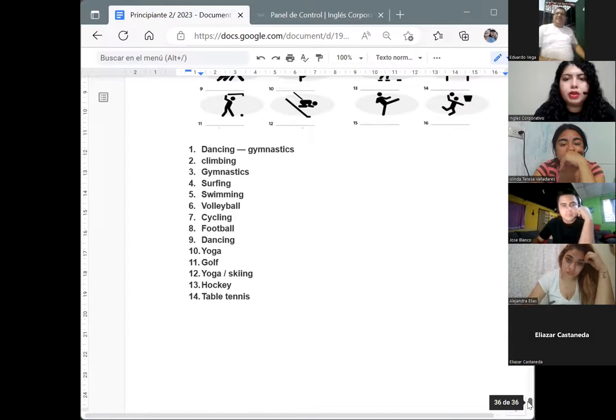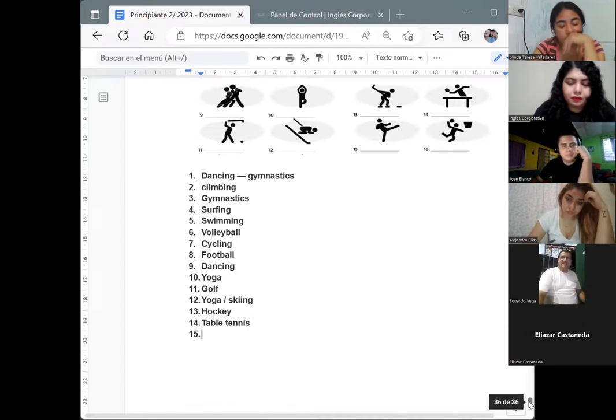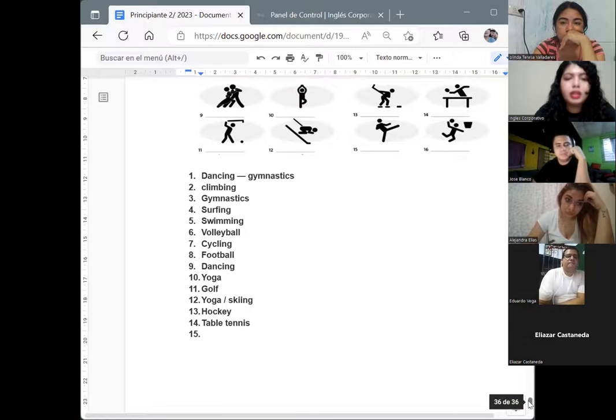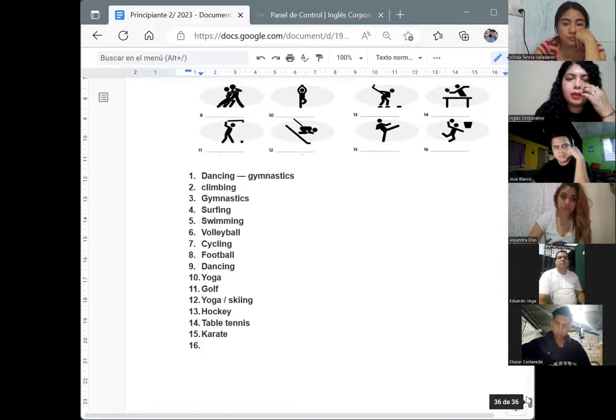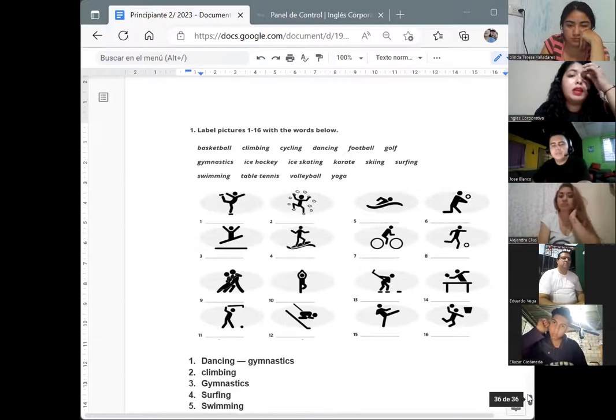Number 15, número 15. ¿Qué es el número 15? ¿Qué es ya de los últimos de abajo? Karate. Okay. Karate. And the last one, 16. Basketball. Okay. Lo tenemos ahí, ¿verdad? El basketball. Ahí tenemos ya.